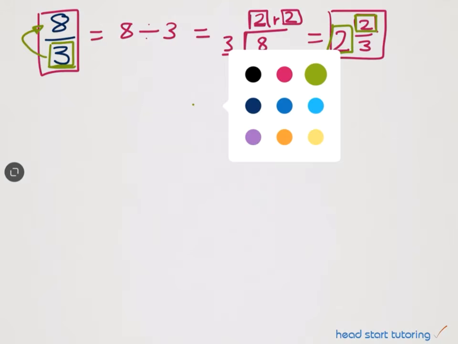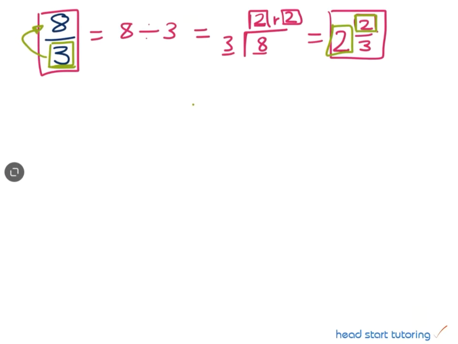Right, let's have a look at another example. 14 over 5 is equal to: 5 into 14 fits twice, and 5 times 2 is equal to 10. The difference between 14 and 10 is 4, and then our denominator will always stay the same.